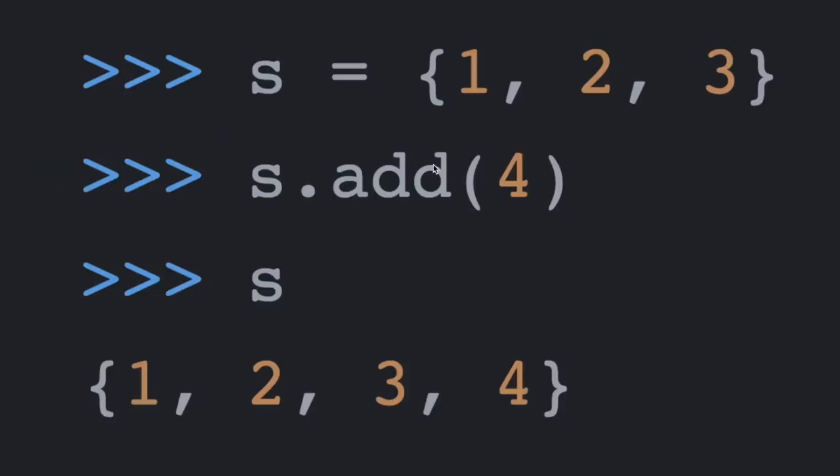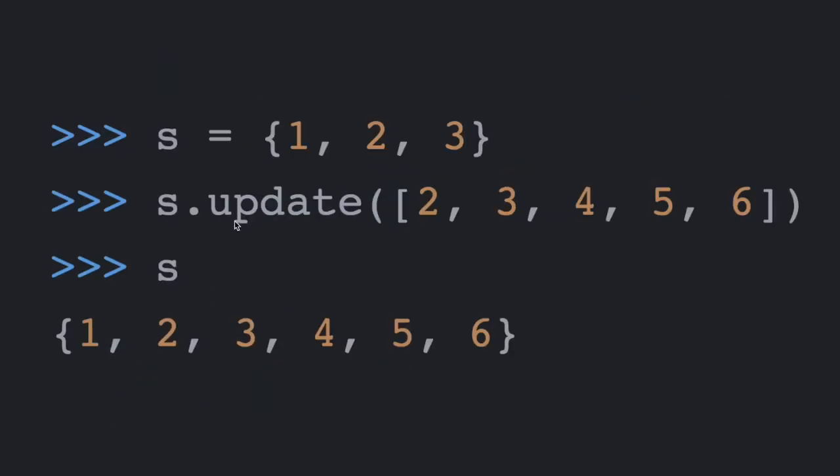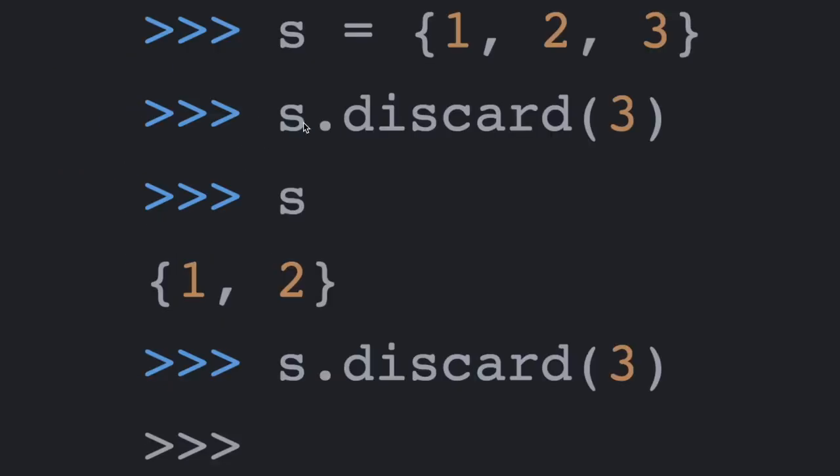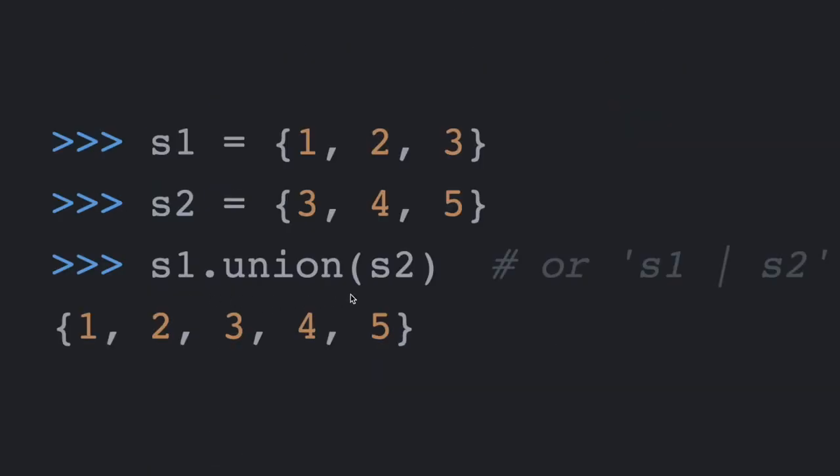You can add an element to a set with .add, and .update will add multiple elements to a set at once. And you can use .remove to remove an element. If you do .remove and remove an element that's not already in the set, you will get an error. .discard is just like remove, except when you try to discard something that's not in the set, there will not be an error.